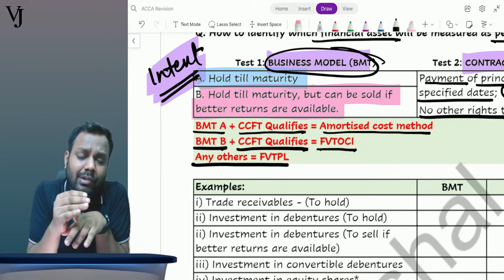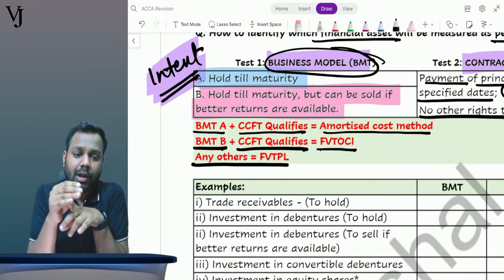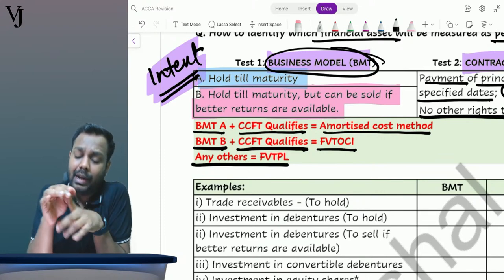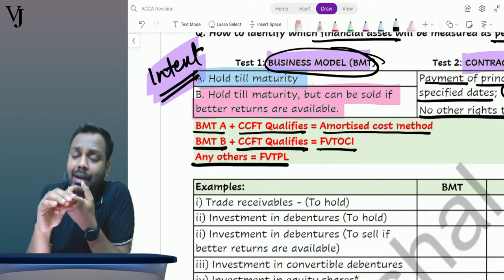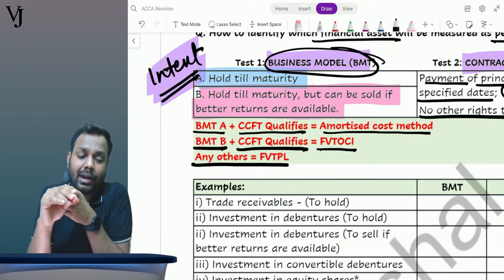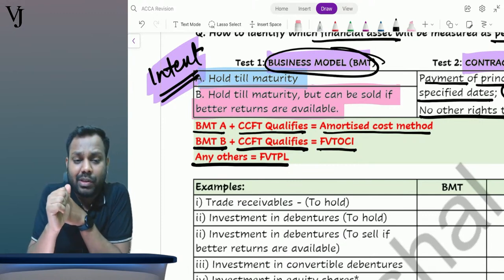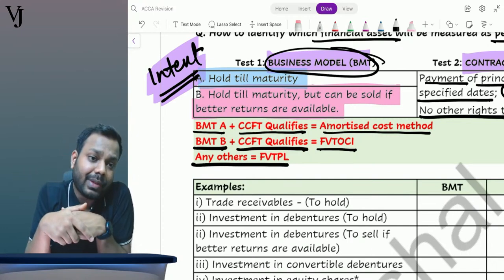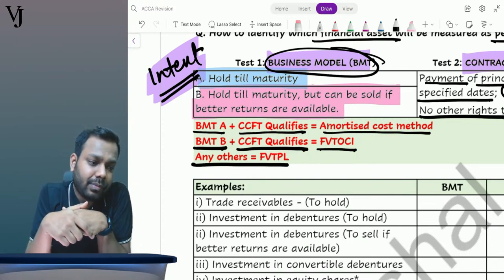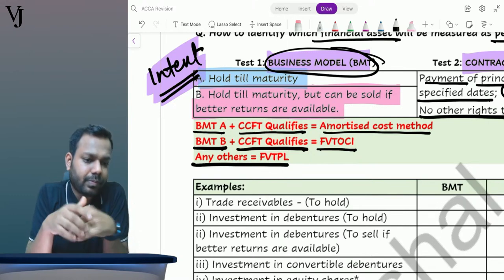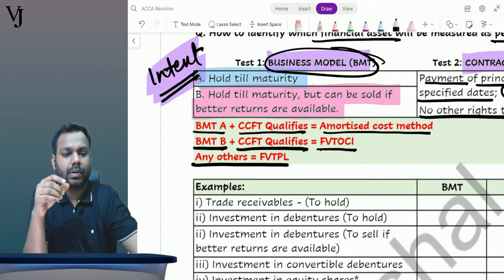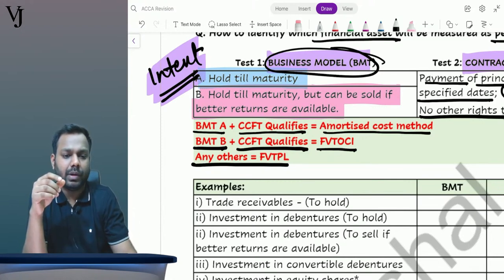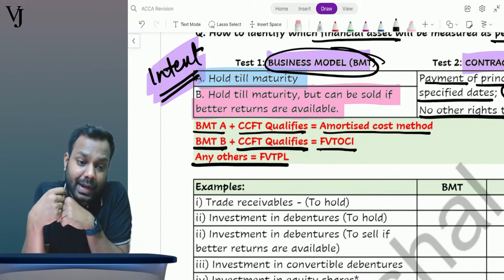If your intent is to hold till maturity, and you are getting principal and interest only on a specified date, and there is no other right, don't you think it's like a loan given? Now this should be measured at amortized cost method.